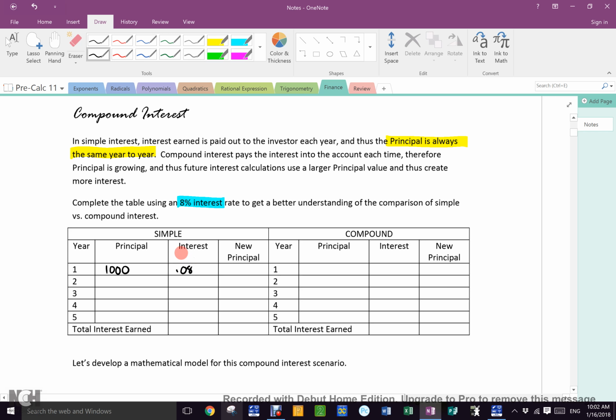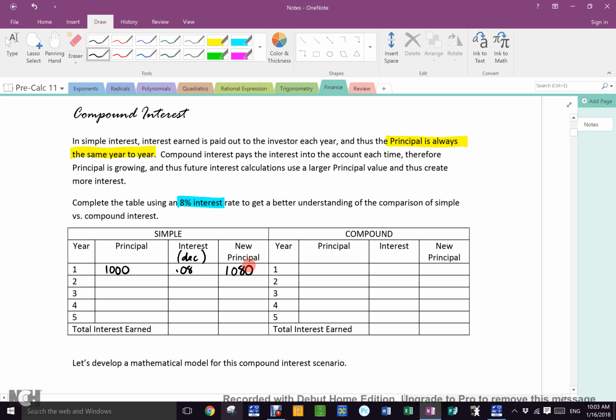So I like to remind myself that this has to be a decimal. Right? Everybody with me? And after 1 year, because my t is always in years, it's going to be times 1, right? So what's 8% of 1,000? $80. So my new principal becomes what?